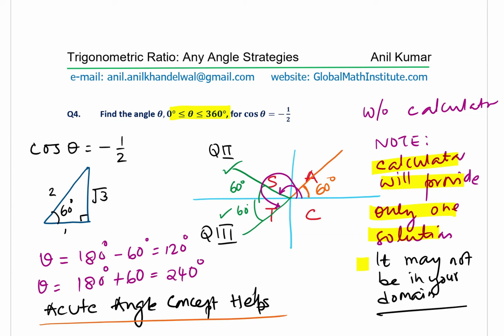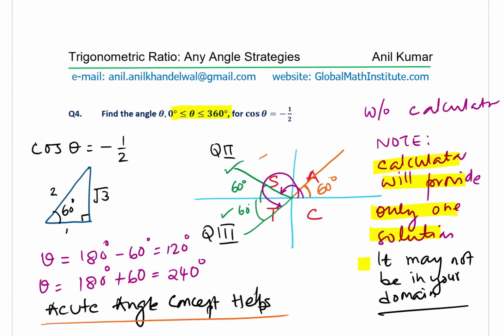Right? In fact, if you do cos inverse of minus half, you will get one of these answers. You may get this answer, but not the other one. So you have to use the concept of acute angle to find all possible solutions. Is that clear? Let's take another example to make it more clear.